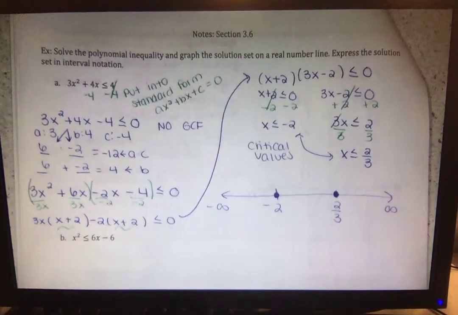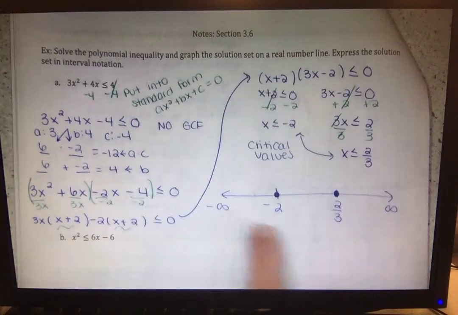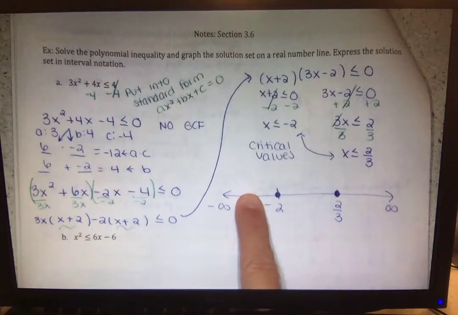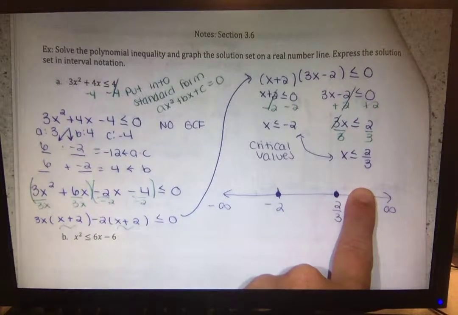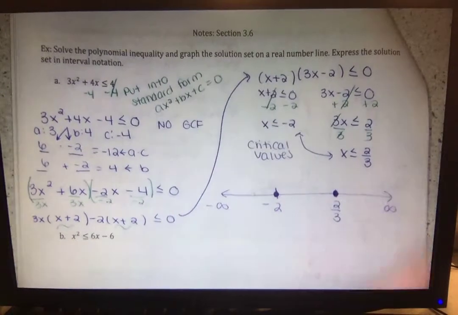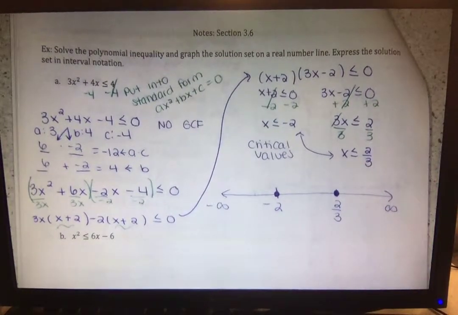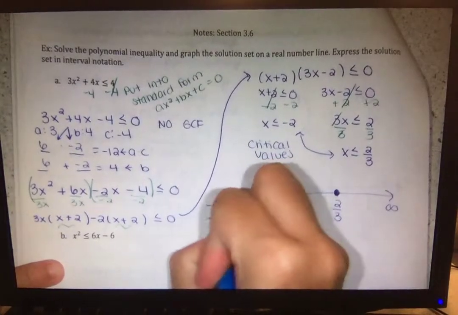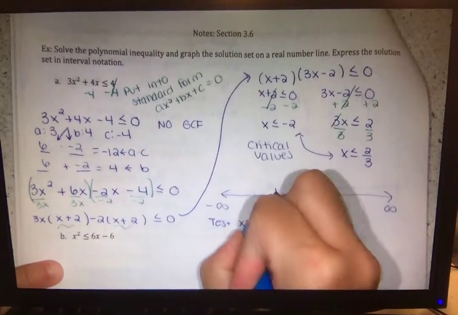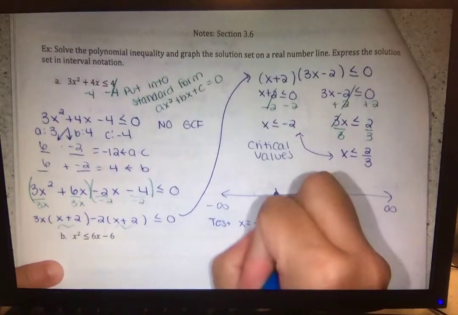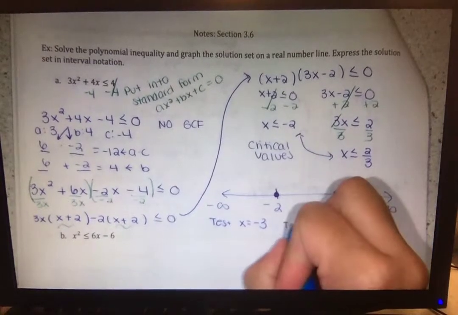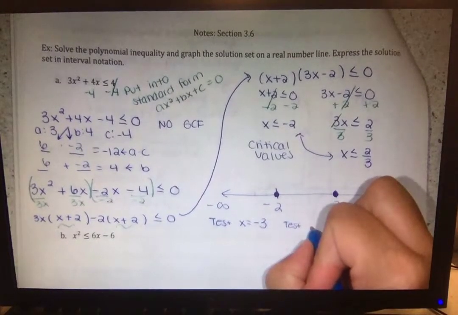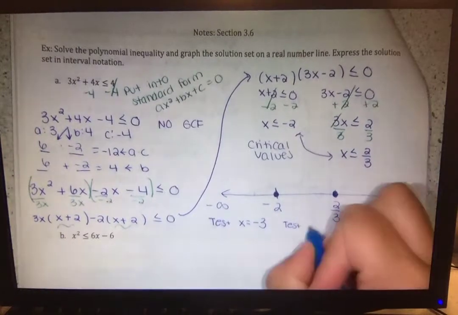So do you see how our critical values break our number line into 3 separate pieces? In between negative infinity and negative 2, in between negative 2 and 2/3, and in between 2/3 and infinity. So we have to manually test which one of these works. But our calculator can do the hard part, so it's not as bad as it seems. So what's a number, any number, to test in between negative infinity and negative 2? Negative 3. Okay, we'll test negative 3. In between negative 2 and positive 2/3? 1. Okay, so it has to be less than 2/3. 0.